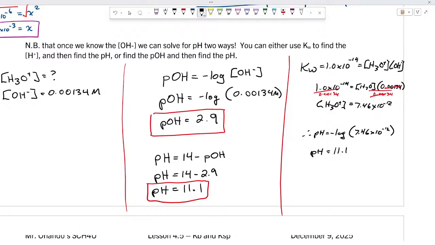Totally up to you. I like the first one better. I think the first one's easier, but it's good to be able to do both. It's good to understand the relationship, right?